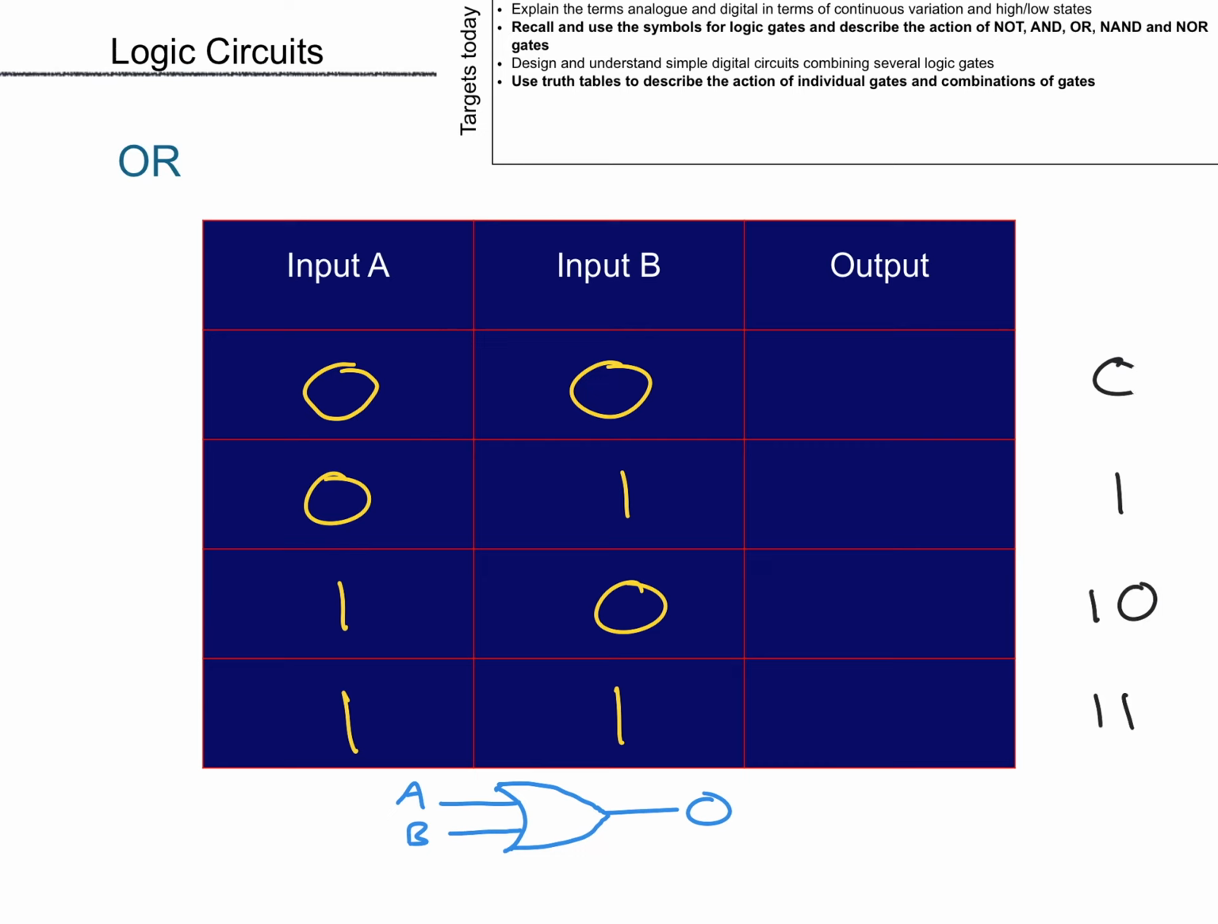Now for the output column. It's an OR gate, remember, so 0 or 0 is low. So I write 0 there. 0 or 1 is going to be 1. 1 or 0 is 1, and 1 or 1 is 1. With an OR gate, having both inputs high is as good as only one being high.